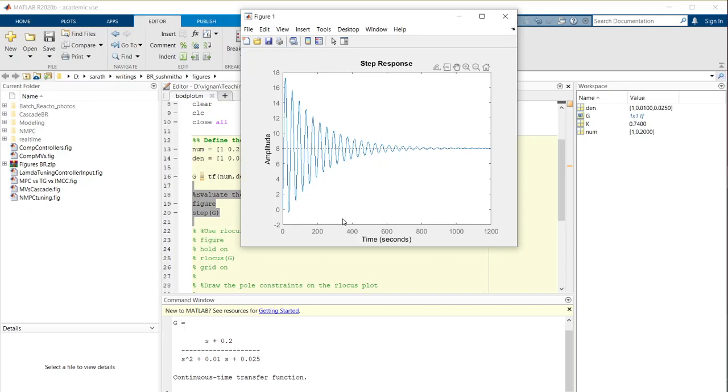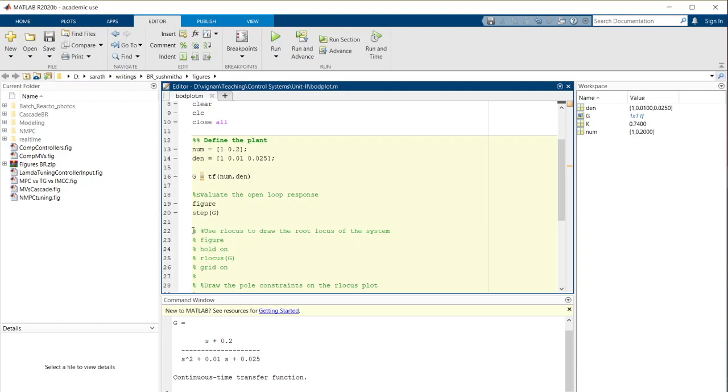But if you see this, the steady state is going to around 800. Similarly, for the overshoot, if you see, it is actually 100%. It is going to 16 from 8. So 100% overshoot. But for our specifications, what we gave is 20% overshoot. Right? Now let us draw the root locus for that.